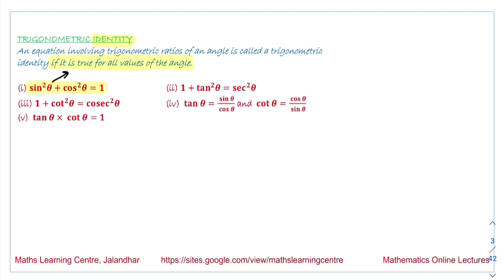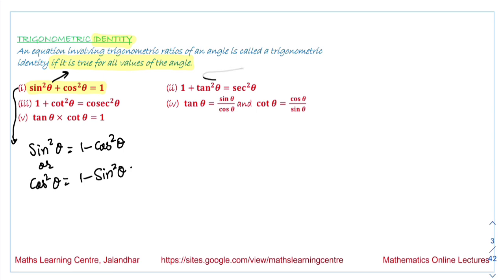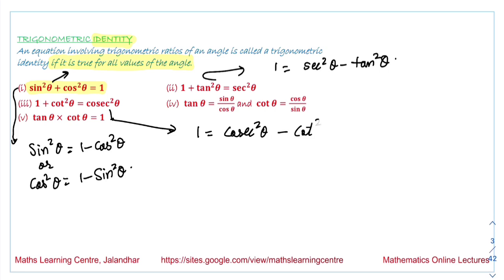So if we look at this first identity, it can be written in the form that sine square theta is equal to 1 minus cos square theta, or it can be written in the form cos square theta is equal to 1 minus sine square theta. Similarly, this identity can be written as 1 is equal to secant square theta minus tan square theta, and this identity can be written in the form 1 is equal to cosecant square theta minus cot square theta. Why are we writing it in this form?